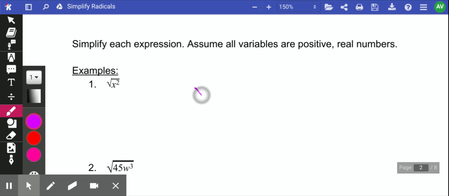Well, we already know that, right? We know that x times x gives you x squared. So that means the square root of x squared is just x. And since we're assuming it's a positive number, we don't have to put plus or minus or anything like that. All right, let's try one that's a little more complex.